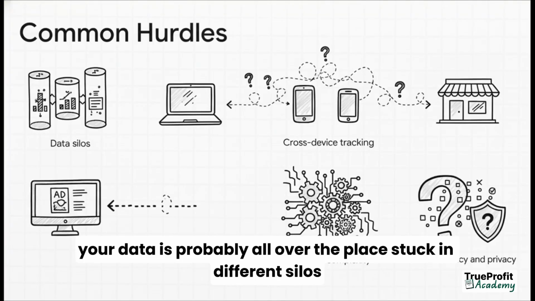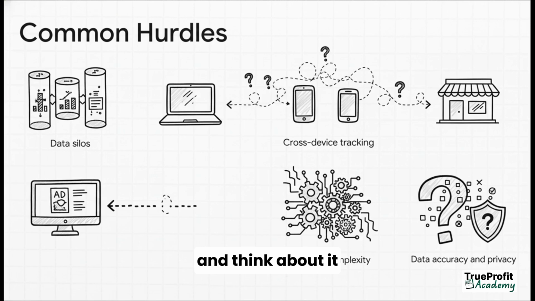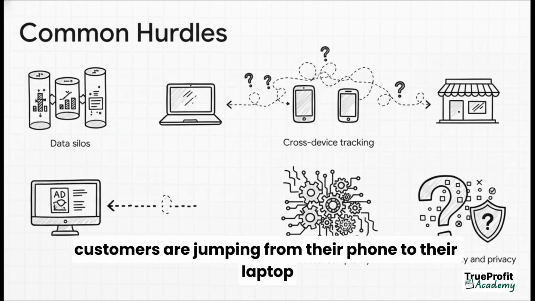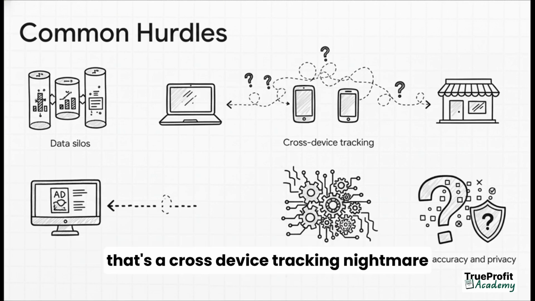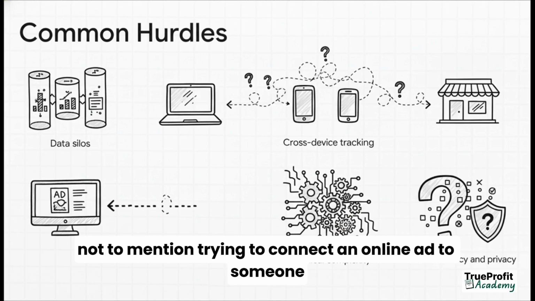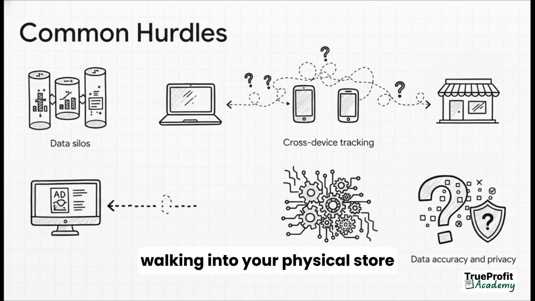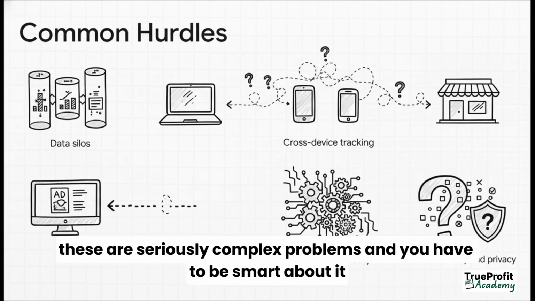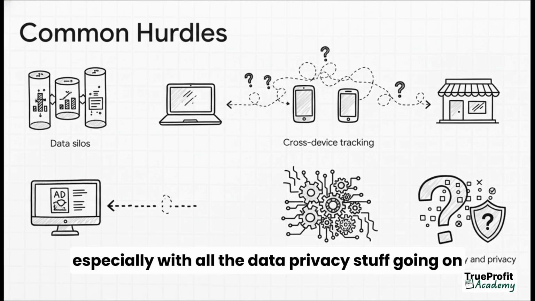I mean, for one, your data is probably all over the place, stuck in different silos. And think about it. Customers are jumping from their phone to their laptop. That's a cross-device tracking nightmare. Not to mention trying to connect an online ad to someone walking into your physical store. These are seriously complex problems, and you have to be smart about it, especially with all the data privacy stuff going on.